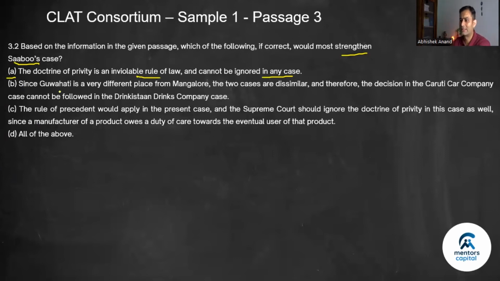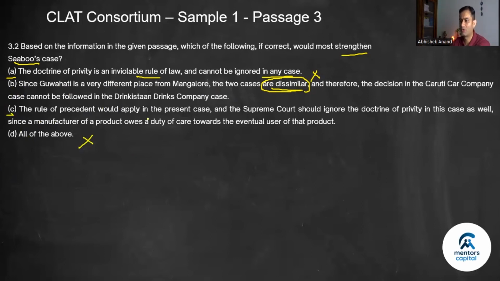Look at B. Since Guwahati is a very different place, two cases are dissimilar. If the cases are dissimilar, it will not help Sabu. So this is out. Look at C. So obviously, because B cannot be the answer, even D cannot be the answer. So my answer has to be A or C.